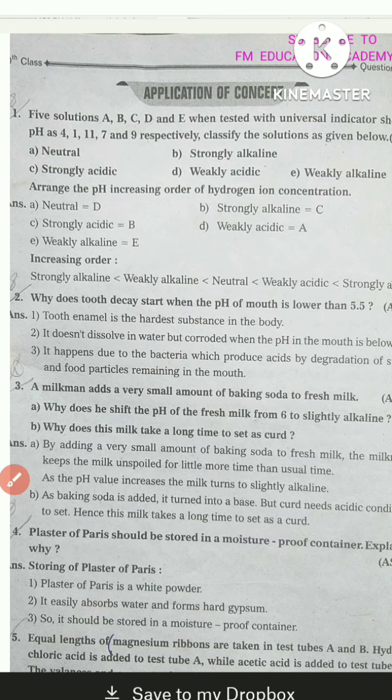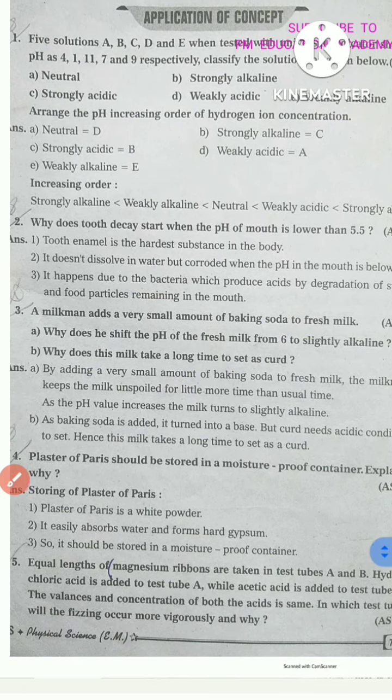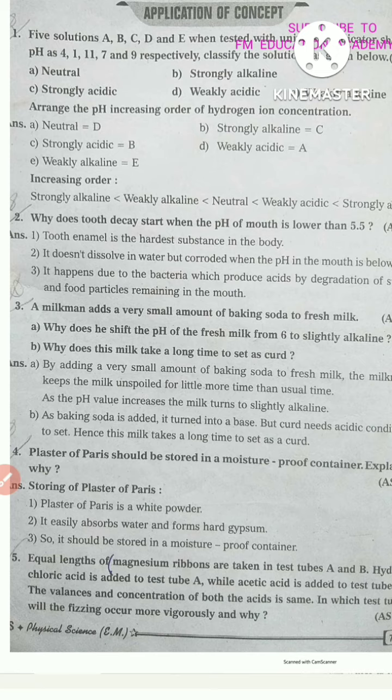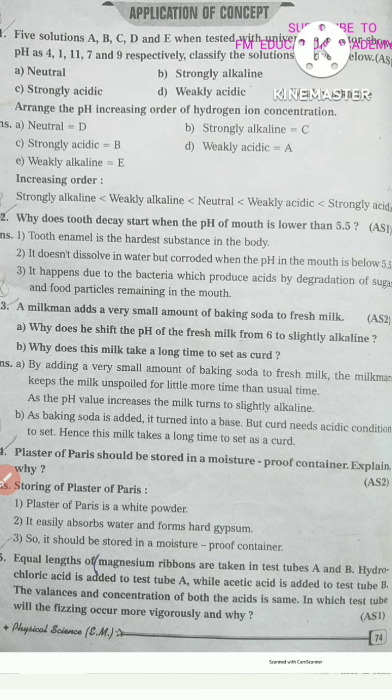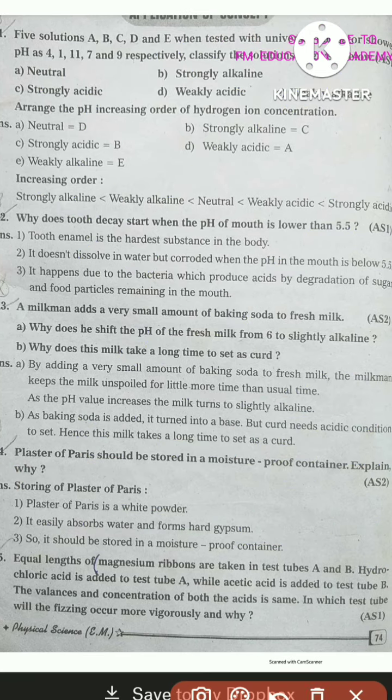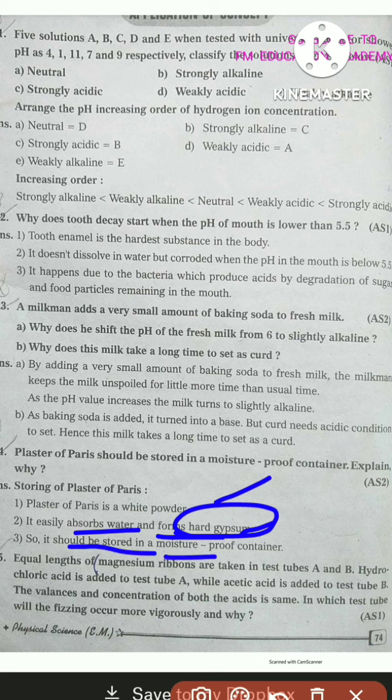So next question is, plaster of Paris should be stored in a moisture proof container. Explain. So plaster of Paris is a white powder, okay, and it easily absorbs water, and it forms hard gypsum. Since it forms hard gypsum, therefore it must be stored in a moisture proof container. Okay, moisture means which has wet content in it. So wet content should not be there in the container. So we have to see it in such a way that moisture is not there, that is moisture proof container.